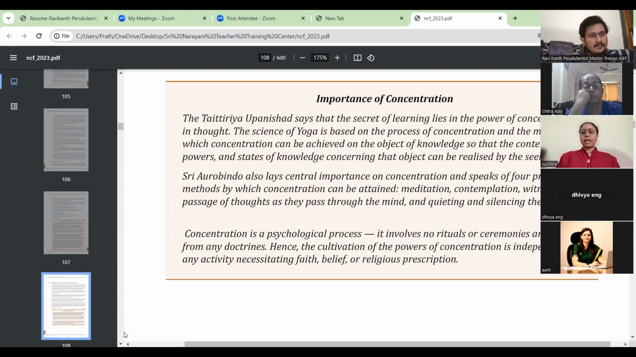Sri Aurobindo also lays central importance on concentration and speaks of four principal methods by which concentration can be attained: meditation, contemplation, witnessing the passage of thoughts as they pass through the mind, and quieting and silencing the mind. Concentration is a psychological process. It involves no rituals or ceremonies and is free from any doctrines. Hence, the cultivation of powers of concentration is independent of any activity necessitating faith, belief, or religious prescription.